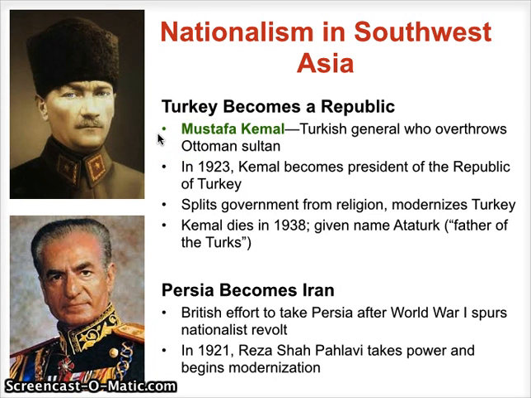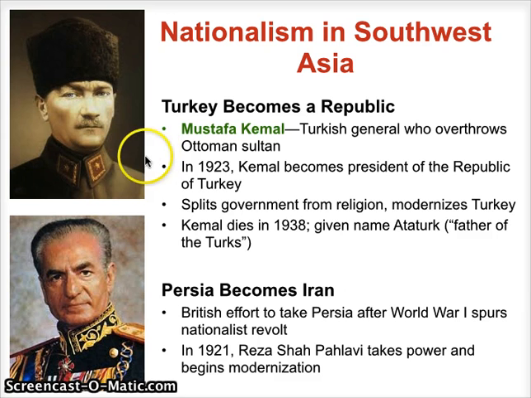Mustafa Kemal is a Turkish general who is able to fight off the Greeks. So in 1919, after World War I, Greeks threaten Turkey and say that they are going to invade them. Mustafa Kemal is able to successfully keep them out of Turkey. And after that, he's gained a lot of popularity in Turkey itself. And he ends up overthrowing the last Ottoman Sultan. Now, Ottoman Sultan, that would be like the king.